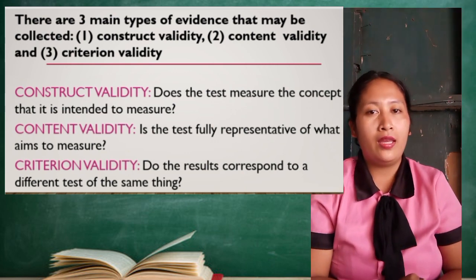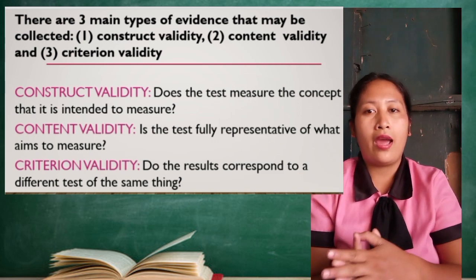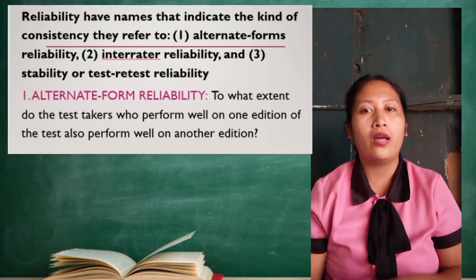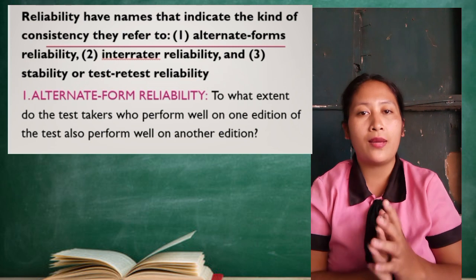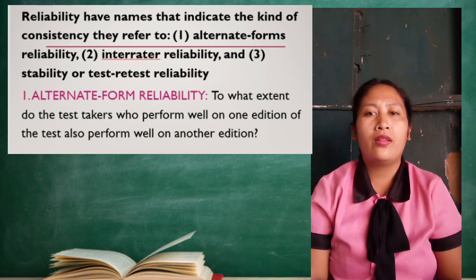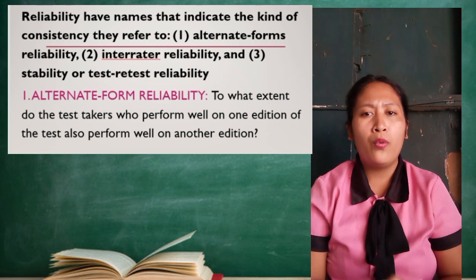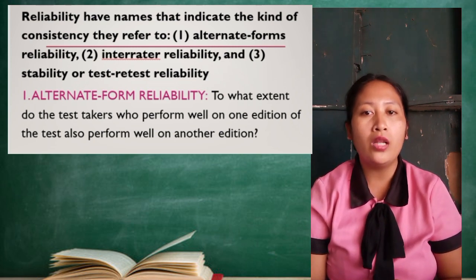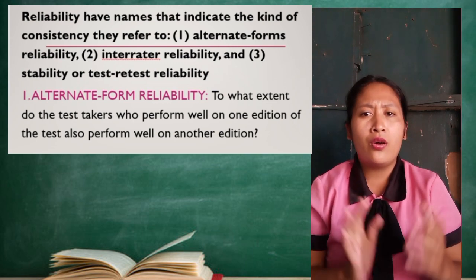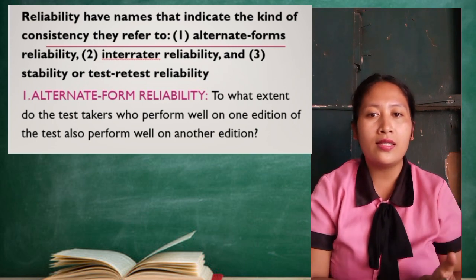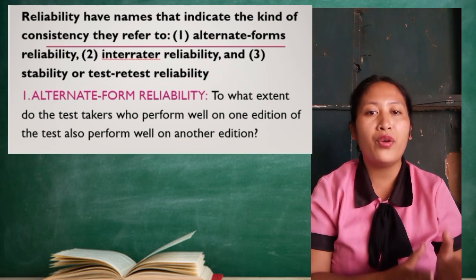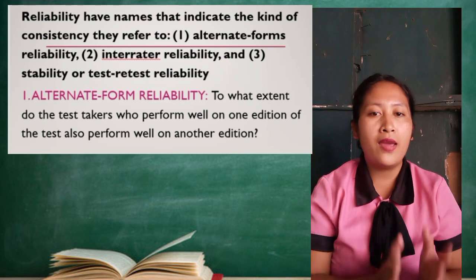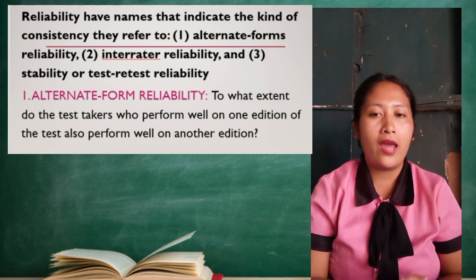Next is reliability. Reliability has names that indicate the kind of consistency they refer to. In number 1, alternate forms of reliability. Number 2, inter-rater reliability. And in number 3, stability or retest reliability. In number 1, alternate form reliability: to what extent do test takers who perform well on one edition of the test also perform well on another edition? A test is reliable if there is consistency in test takers' scores across the different editions of the test, containing different questions or problems testing the same types of knowledge or skills at the same difficulty level.